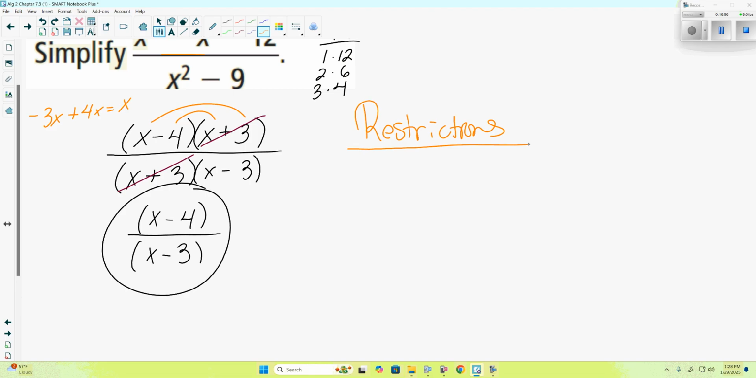Now you don't have to write restrictions every time. We're just going to say that x cannot be these values. Now the two places where we could have a 0 is x plus 3 and x minus 3. Now with x plus 3 we would minus 3 from both sides, telling us x cannot be negative 3. Here we would add 3 to both sides, telling us x cannot be 3. So here, if x is positive 3 or negative 3, we'd have a division of 0. It doesn't work.